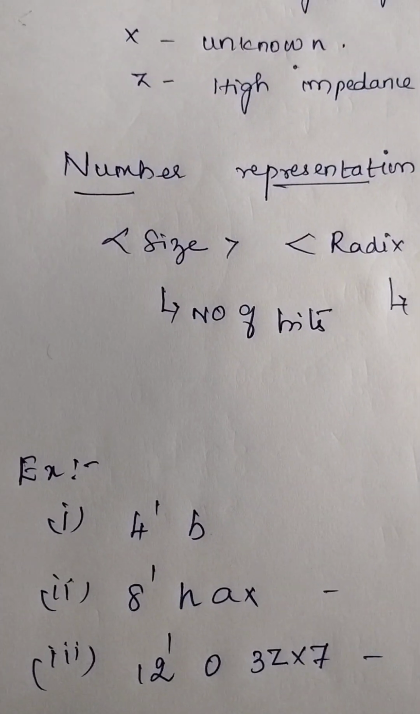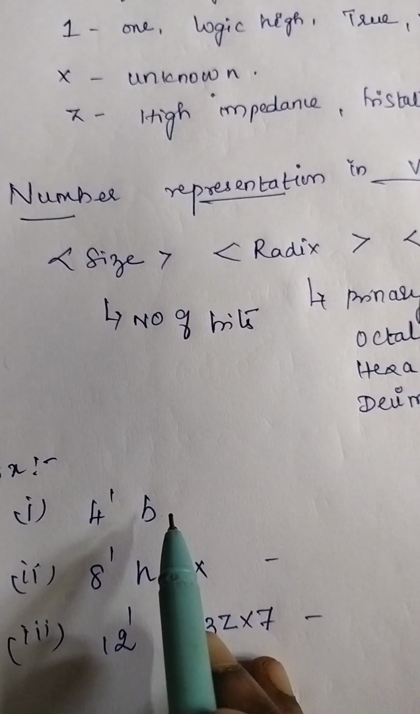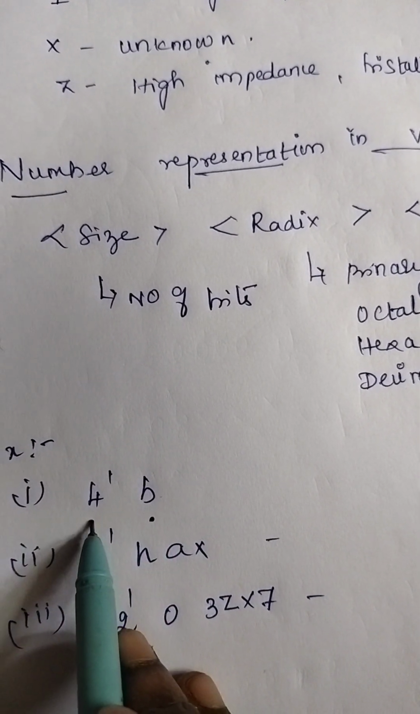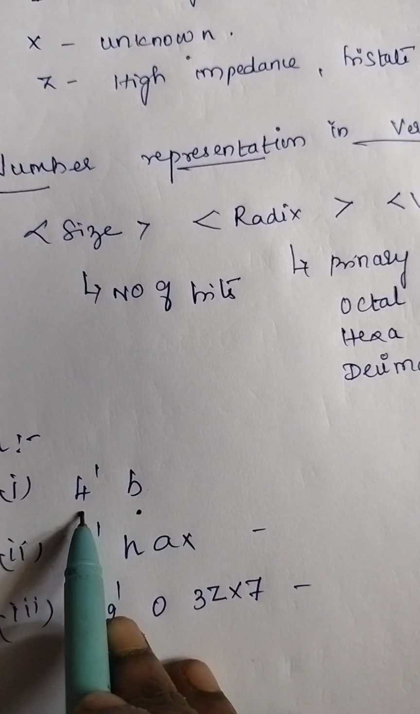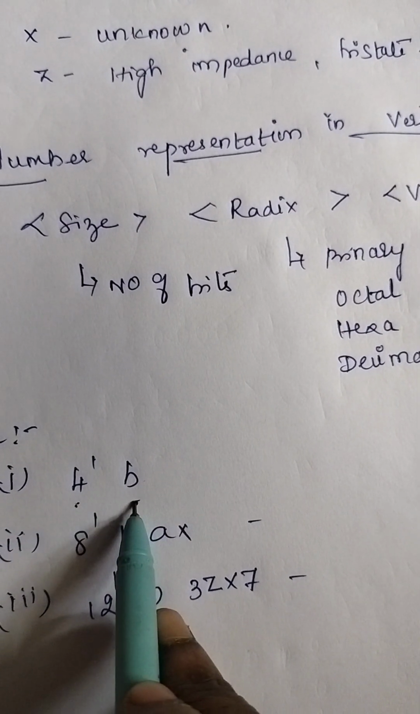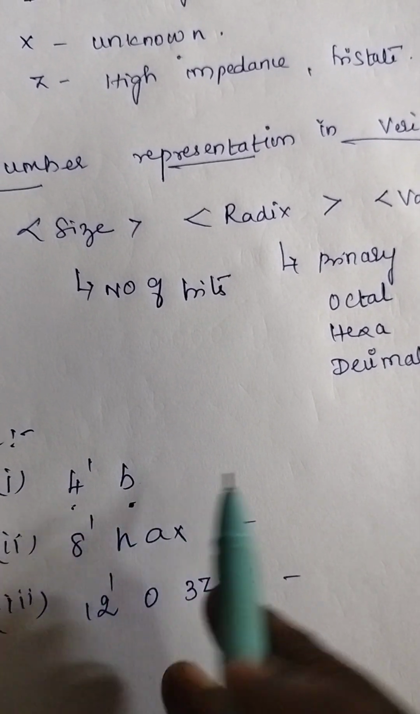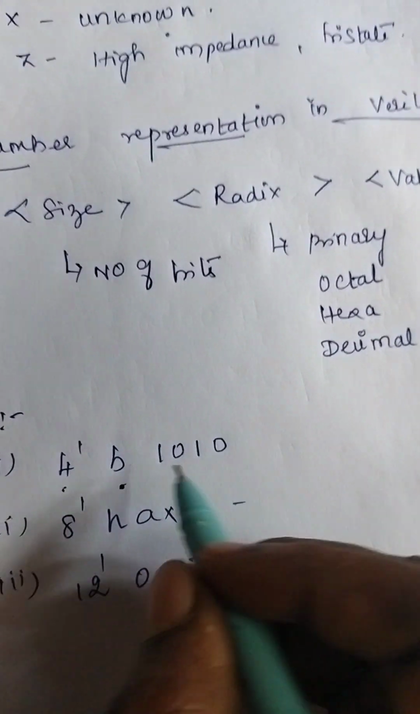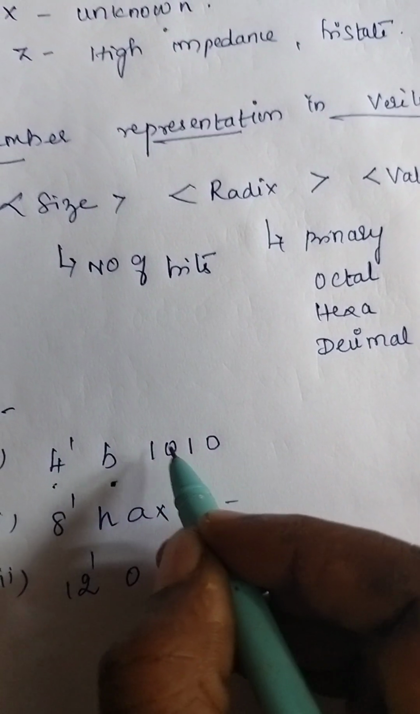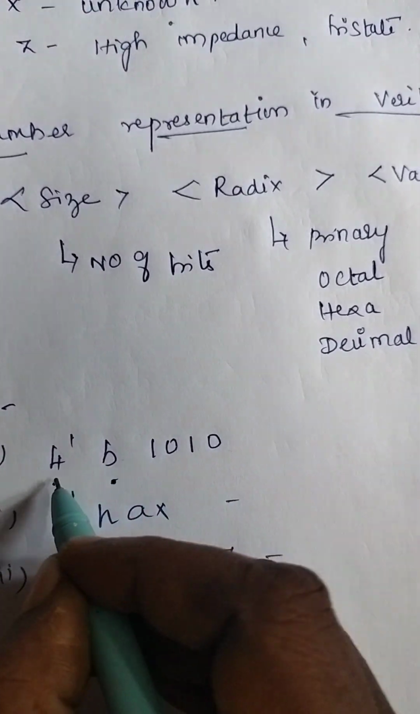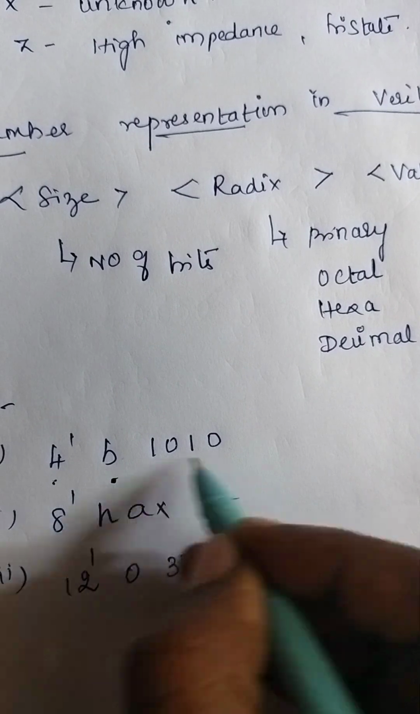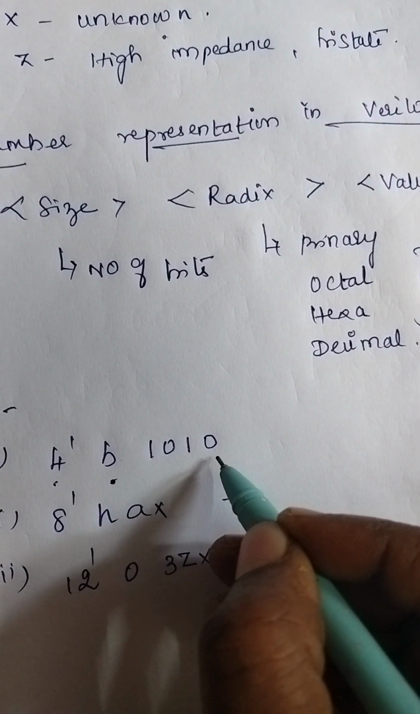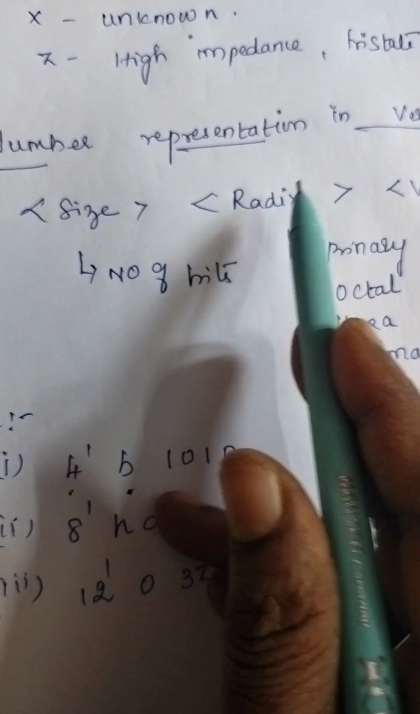Our first example is 4'b. The b is representing the binary, that's your radix. The 4 is representing your size, so this is a 4-bit binary number. How are we going to represent a 4-bit binary? Let me write a random number, 1010. So 1010 is representing 10. I am representing it in binary 4-bit, so that's why this is represented as 4'b, a value. So this is a number representation in Verilog.